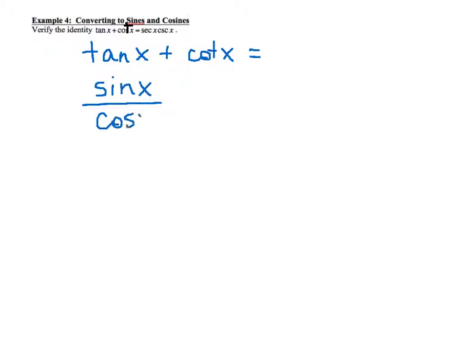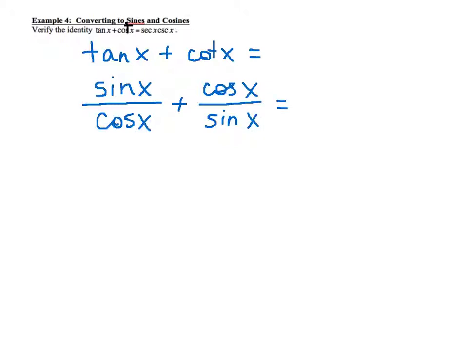a cosecant x. Sometimes it is more conducive to simplifying these identities if you change everything to sines and cosines. So what we're going to do is simplify what is on the left side of your equation. If we start with a tangent of x plus a cotangent of x, so this is your left side, we can turn the tangent into a sine of x over cosine of x. And if you have a cotangent, that is a cosine of x over sine of x.